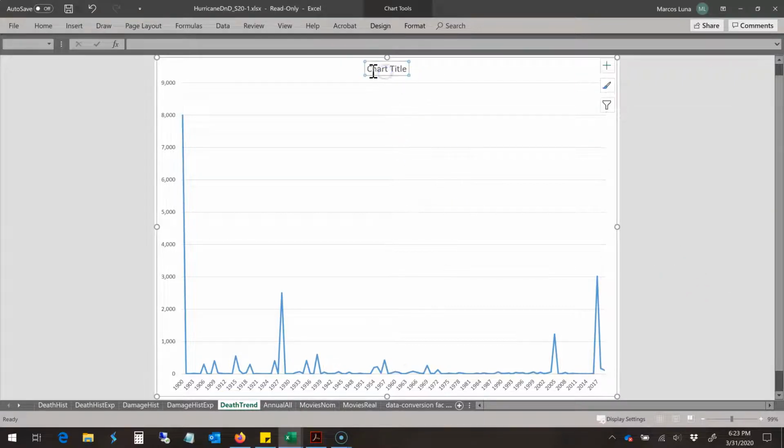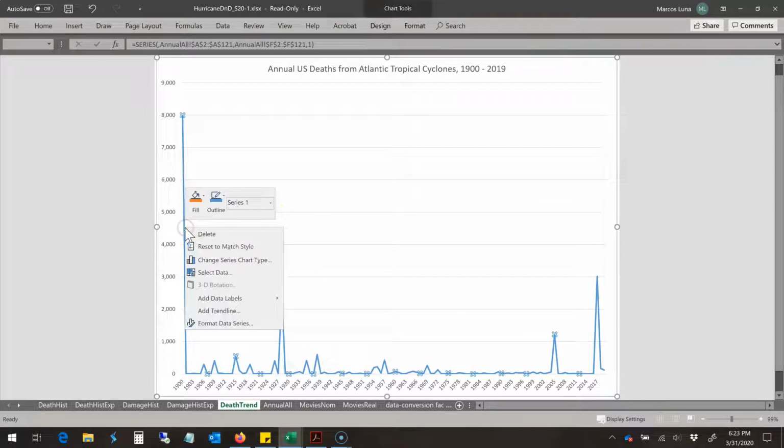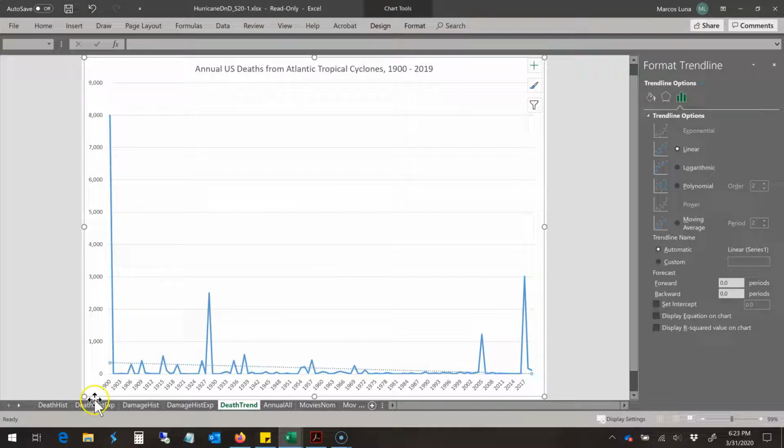I also want to change the title to make it very specific about what we're looking at here. So these are annual U.S. deaths from Atlantic tropical cyclones, looking at the years 1900 to 2019. You should be able to see that, particularly starting from 1900, there's a pretty enormous drop going down. If we add a trend line to the data by right-clicking on the data and choosing that, we can see it appears right there.